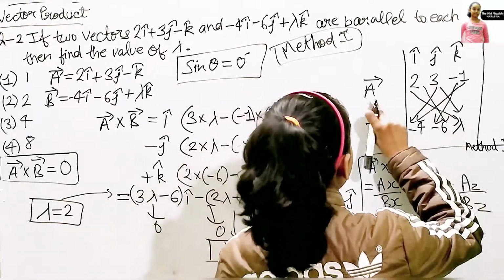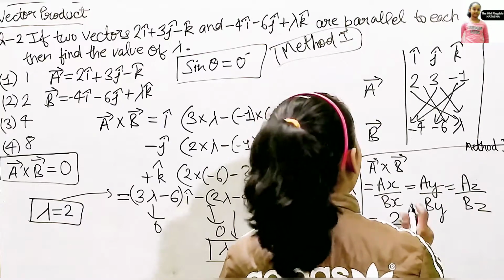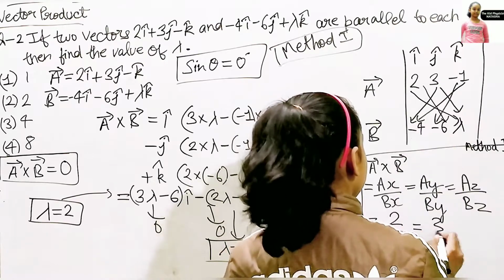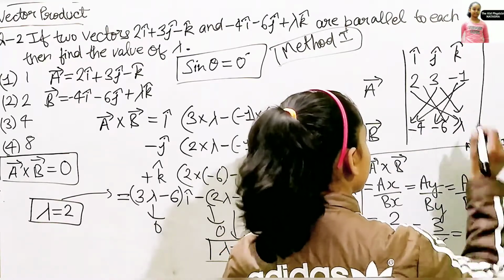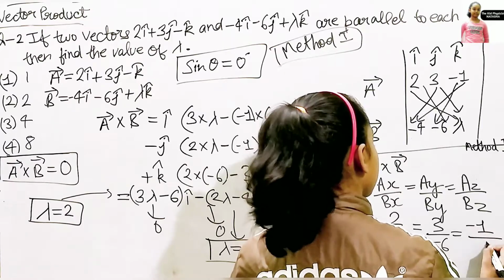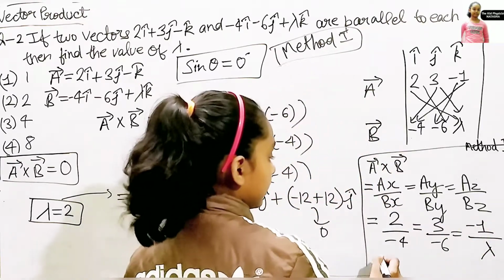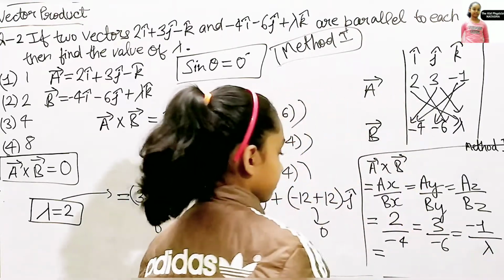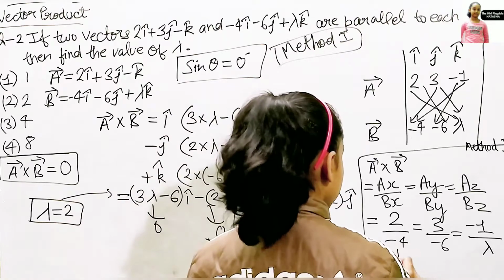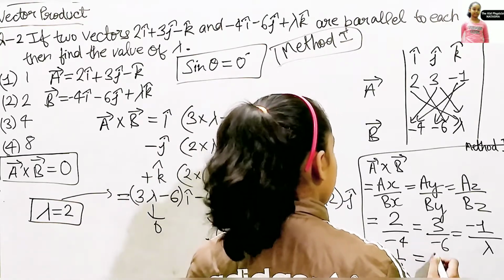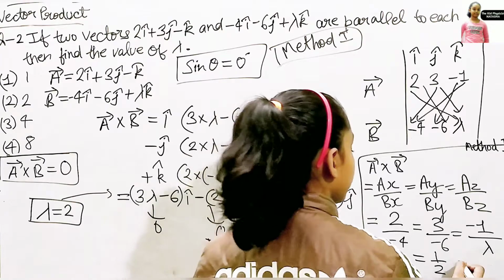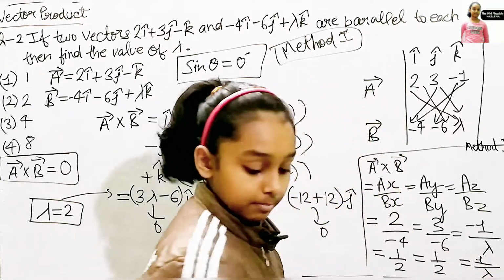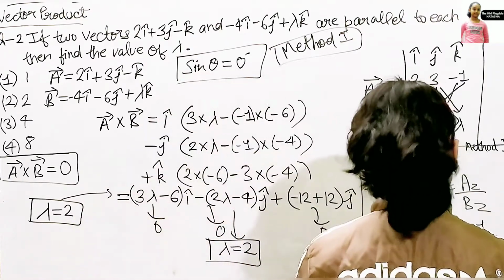So 2 by minus 4 is equal to 3 by minus 6 is equal to 1 by gamma. And so by solving it, let's see. So 2 by minus 4, I all know that it will be 1 by 2, and here also 1 by 2, and here also 1 by gamma. Okay, wait a second.